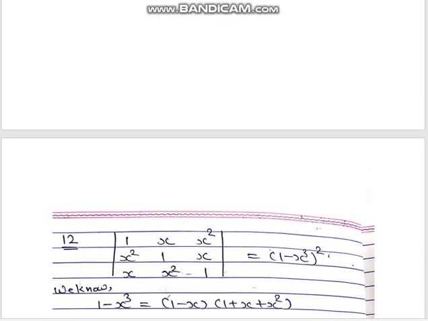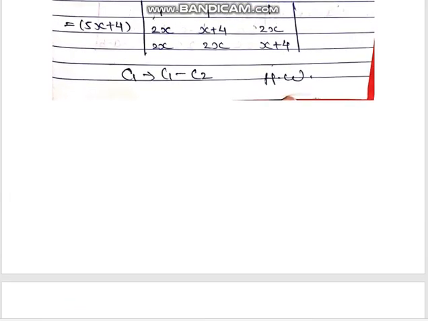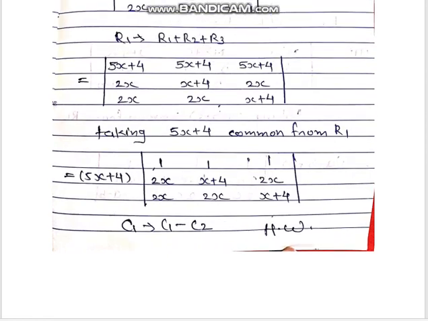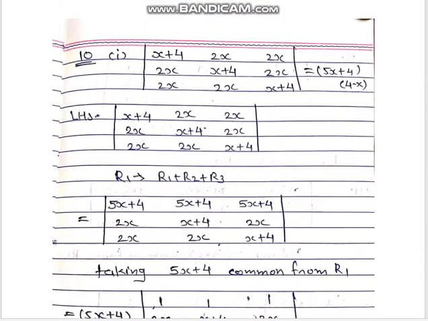So here in question number 8 we have parts 1 and 2. The second part I gave you as homework. Now let us see the next question, that is question number 10. Question number 9 is again homework. In question number 10, we have x plus 4, 2x, 2x; 2x, x plus 4, 2x, this way. What we want to prove is (5x plus 4)(4 minus x) squared.